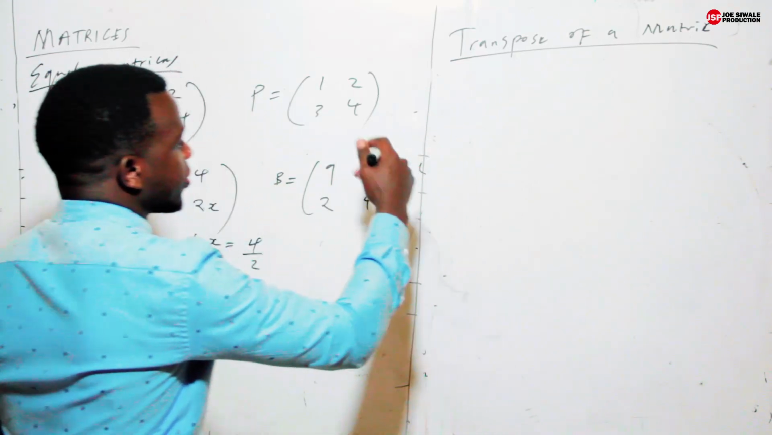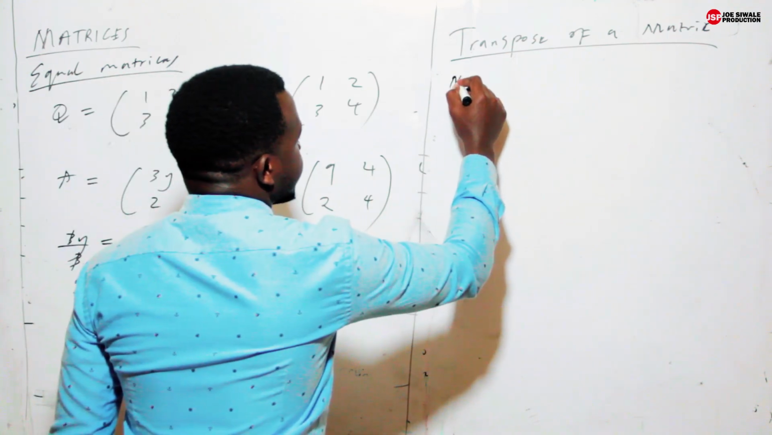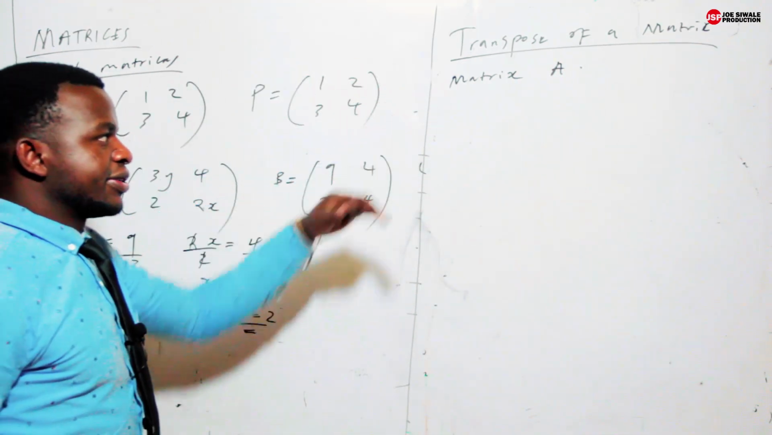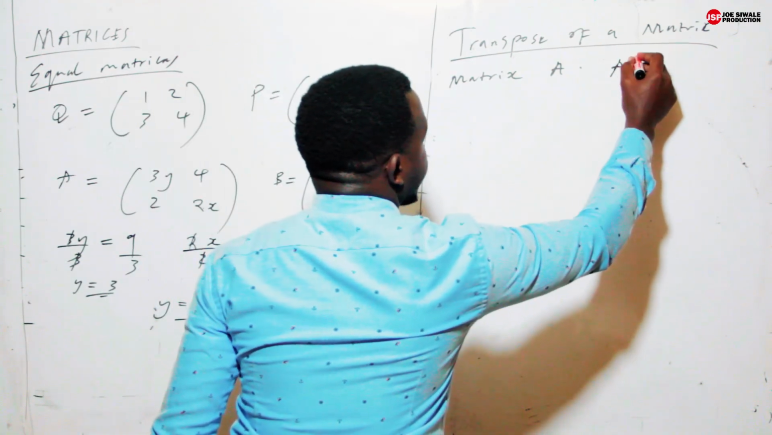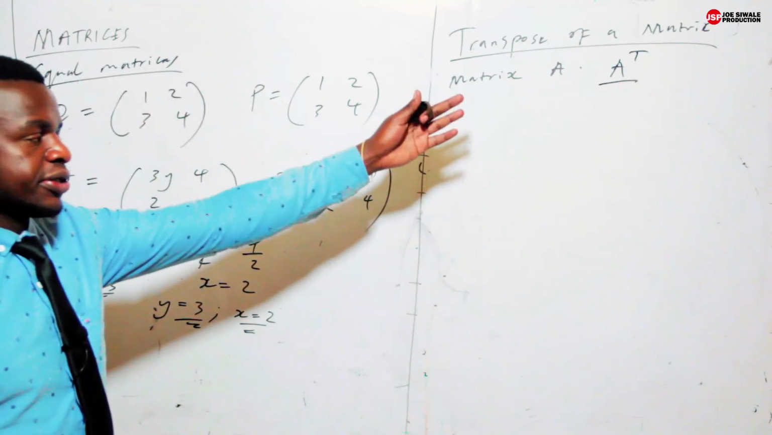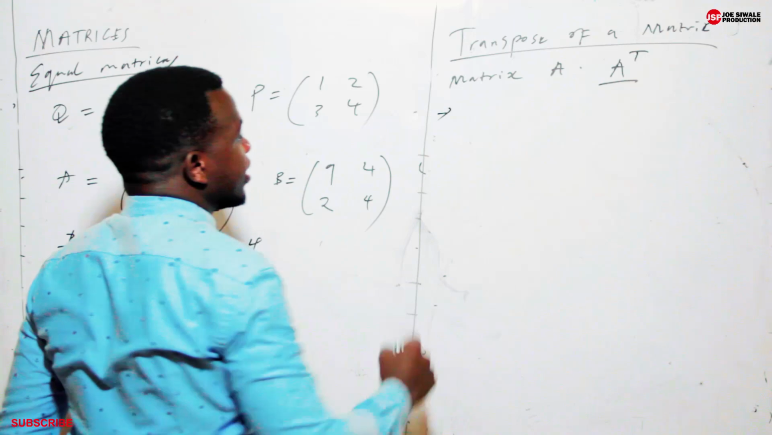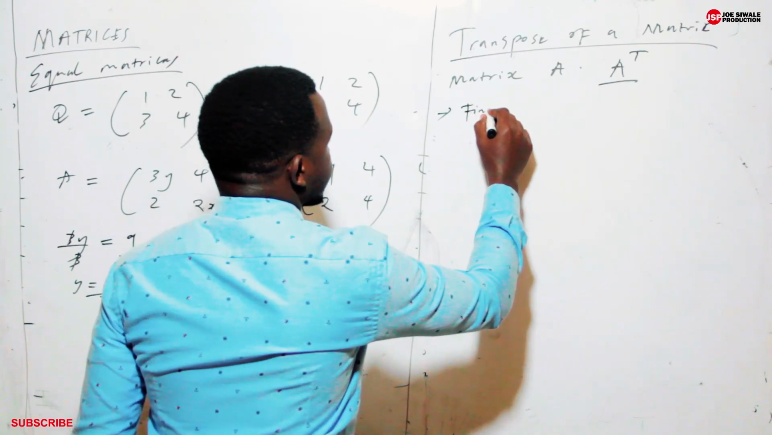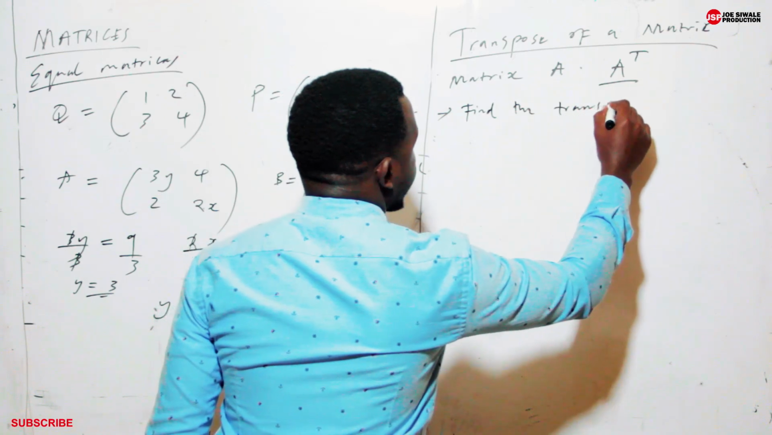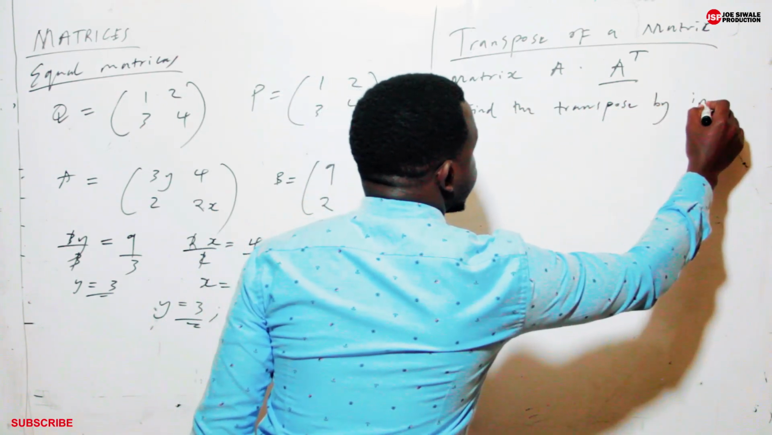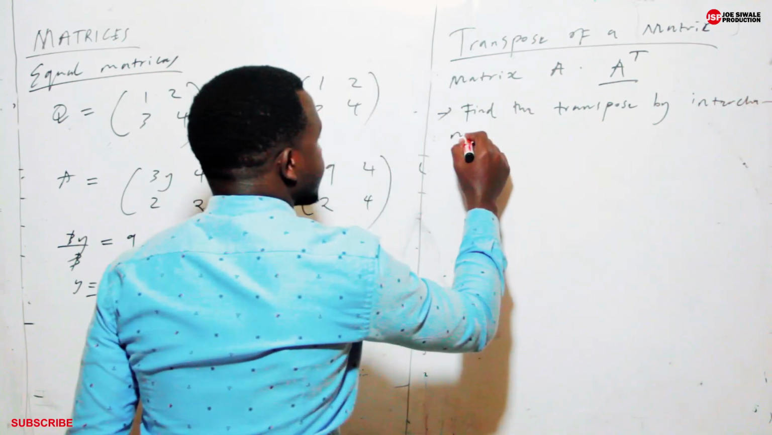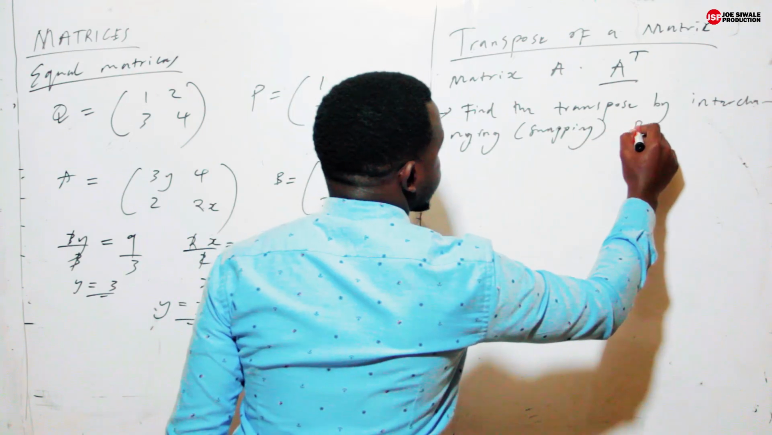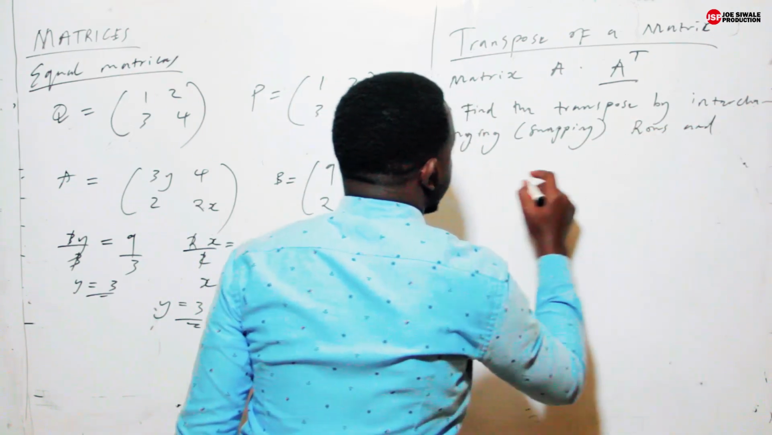And the symbol for transpose, for example, if we are looking at matrix A there, to give the symbol of the transpose of matrix A, we can say A to the power capital letter T. So this represents transpose of A. And I've said you can find the transpose by swapping or interchanging rows and columns.